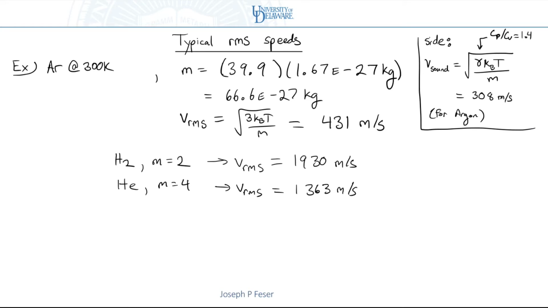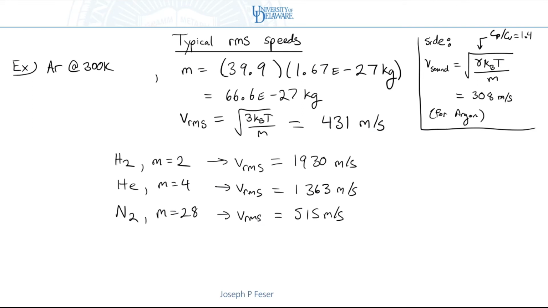Probably the other most interesting thing is nitrogen. Most of air is nitrogen, so that's m equal to 28, which gives you a VRMS of 515. Oxygen's almost the same. I thought oxygen had a molecular weight of 16, but, oh, it's because it's two oxygens, right? So 32 for oxygen would give you about the same number.